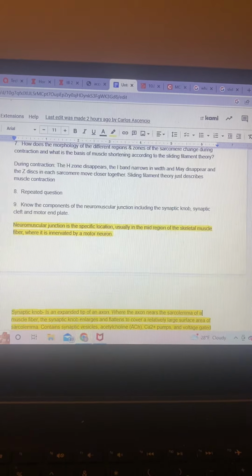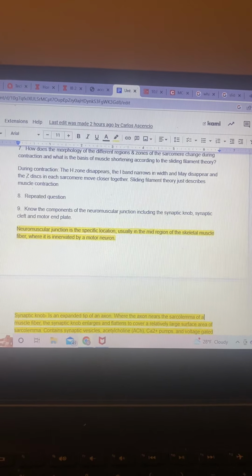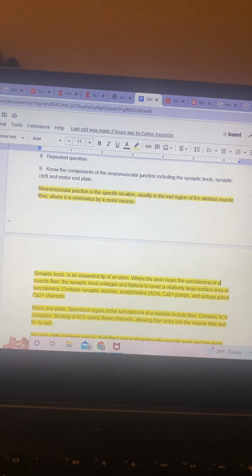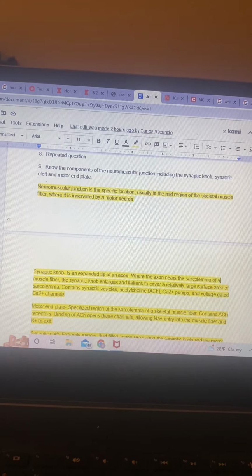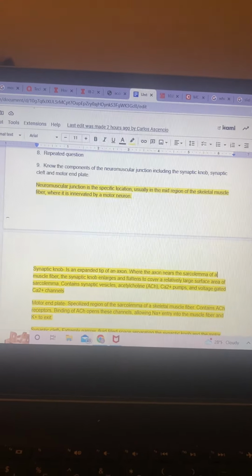Other components of the neuromuscular junction include synaptic knobs, synaptic cleft, and motor end plate. So the neuromuscular junction is the specific location, usually in the mid-region of the skeletal muscle fiber, where it is innervated by a motor neuron.